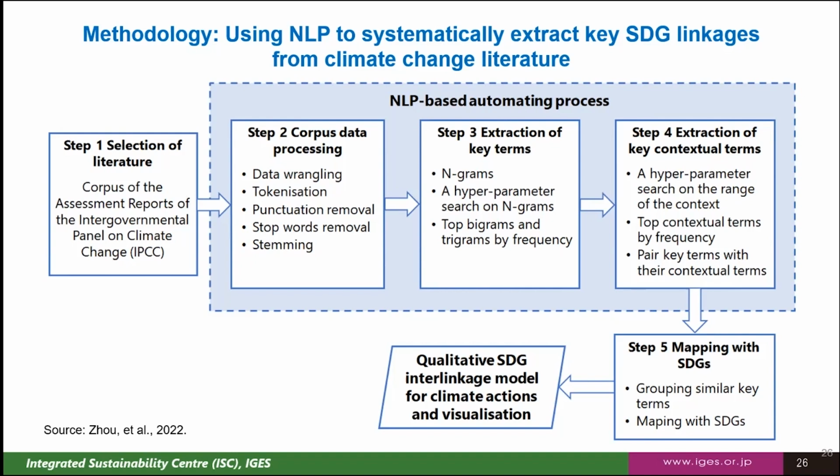The basic idea is to use NLP to extract key terms and map them with their contextual terms to form paired terms, together with the contextual sentences, which can describe their relationships. By using the automated process, data processing time was reduced dramatically, by a factor of 30 times.